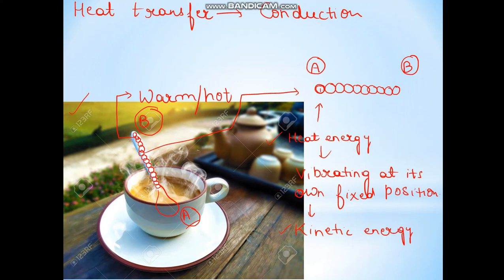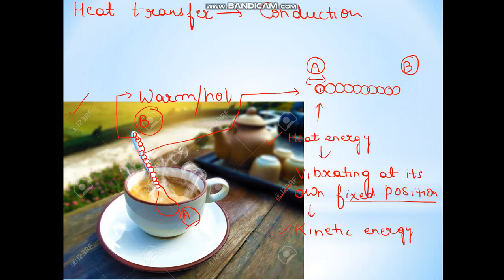So when the first particle received the heat energy, it started to vibrate more at its own position. Why? Because the force of attraction is so strong that the particle cannot move from its position. It cannot change its position. It cannot go from one place to another, right? Since the force of attraction is so strong in a solid, that is the steel spoon, it will vibrate at its own fixed position only. It has some kinetic energy, so it will be vibrating like this, back and forth.